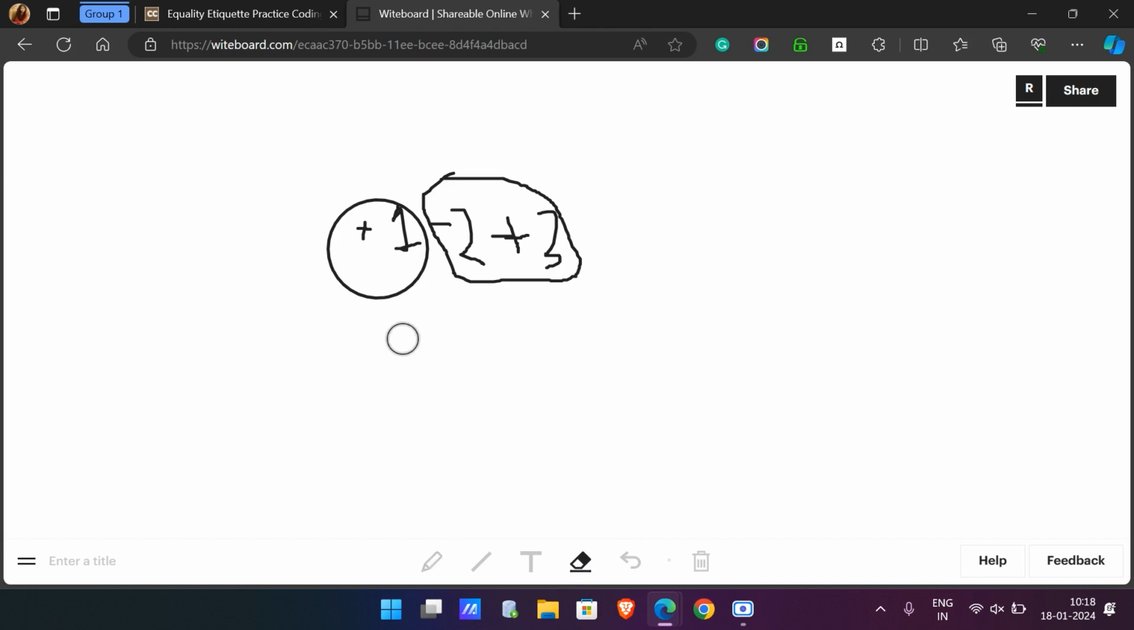Now there is a pattern. Let me make it more clear. On the first chance, you will be doing plus 1, then minus 2, then plus 3, minus 4, plus 5, and then minus 6.